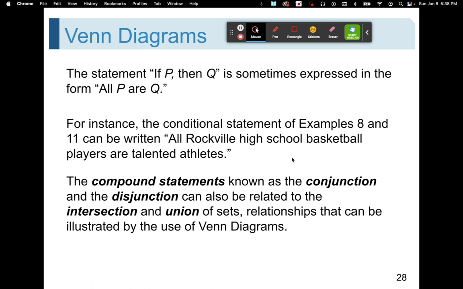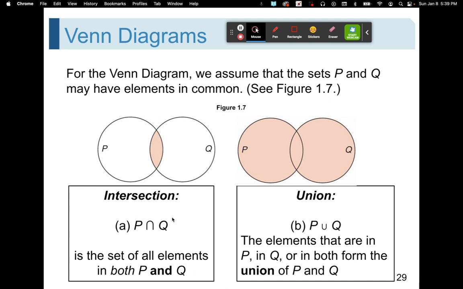The compound statements known as conjunctions and disjunctions can also be related to intersections and unions. These relationships can be illustrated by the use of Venn diagrams. So the conversation for the next couple of slides is intersections and unions. A couple things to pinpoint here when we're looking at intersections and unions is this idea of symbolism. An intersection is going to be P, then this upside down U, and Q. An intersection is also worded as and. You can see that down below, so it's P and Q. So this literally reads P and Q.